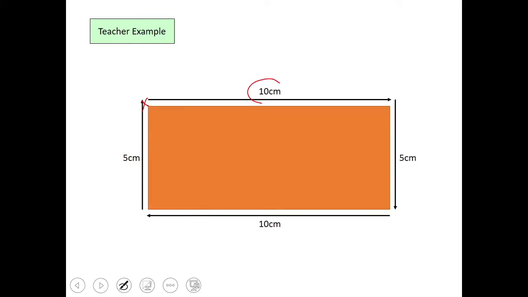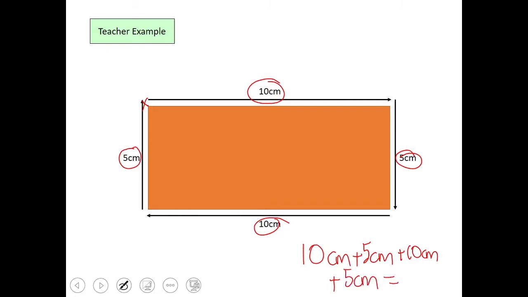So we've got 10 centimeters plus 5 centimeters plus 10 centimeters plus another 5 centimeters. Which should equal 30 centimeters. So the perimeter of this shape is 30 centimeters.